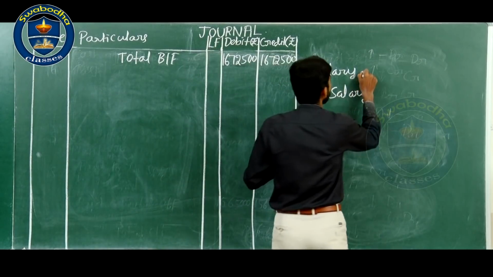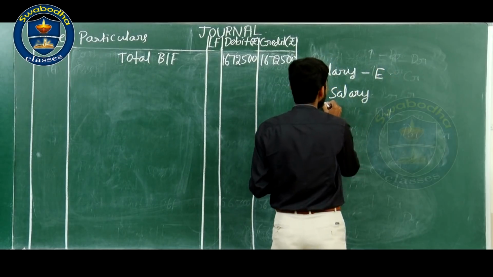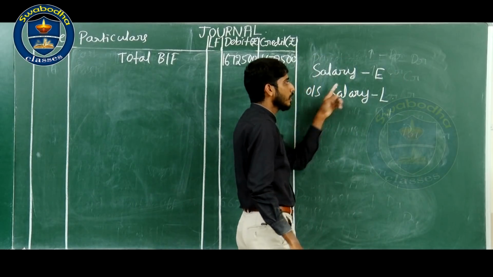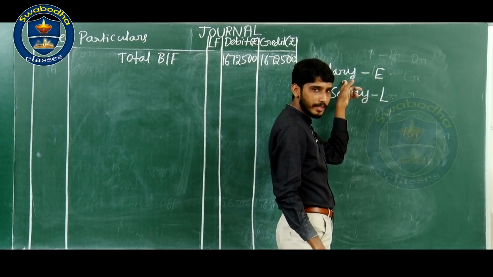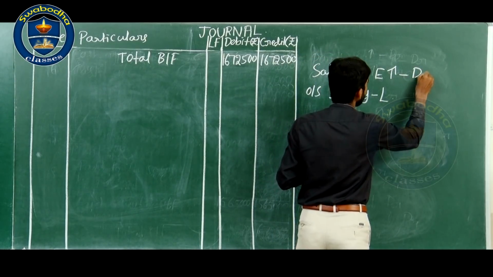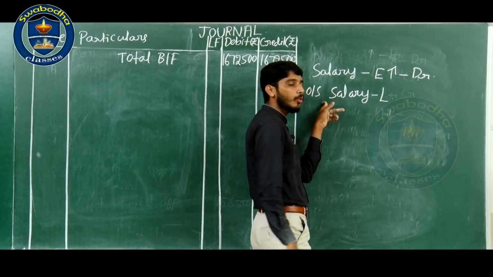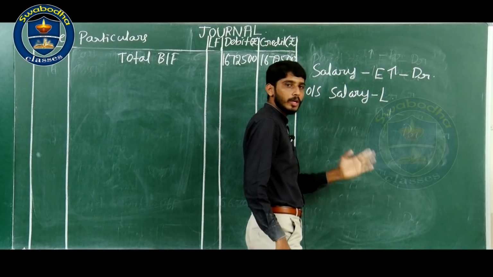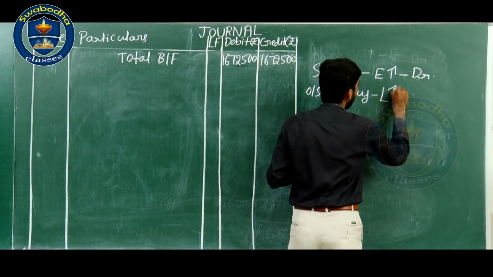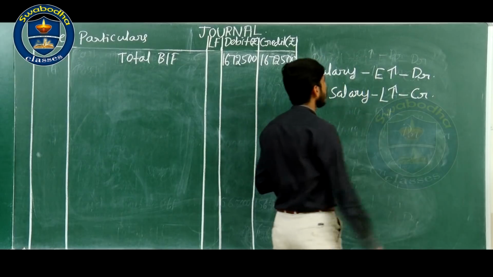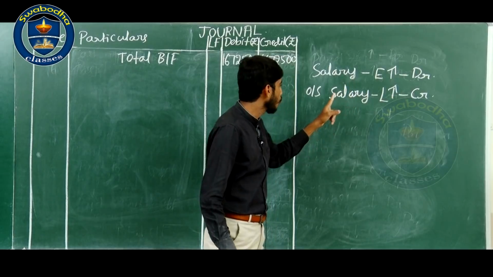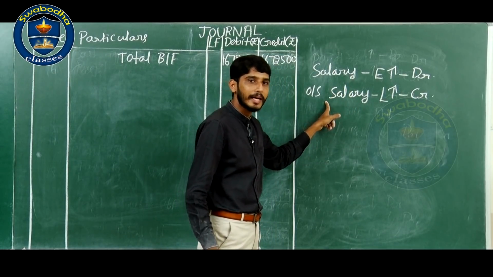Now, salary is an expense. Outstanding salary means it is a liability. When you are supposed to pay the salary, your expenses will increase. Increase in the expense has to be debited. Outstanding salary is a liability. To that extent, your liability value also increases. Increase in the liability has to be credited. So, the journal entry will be salary account debited to outstanding salary account.